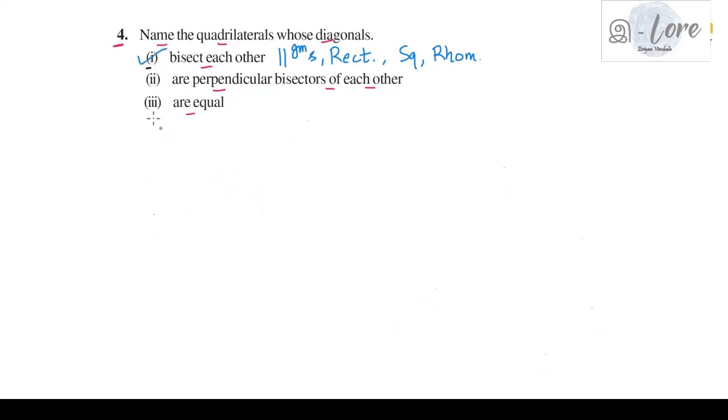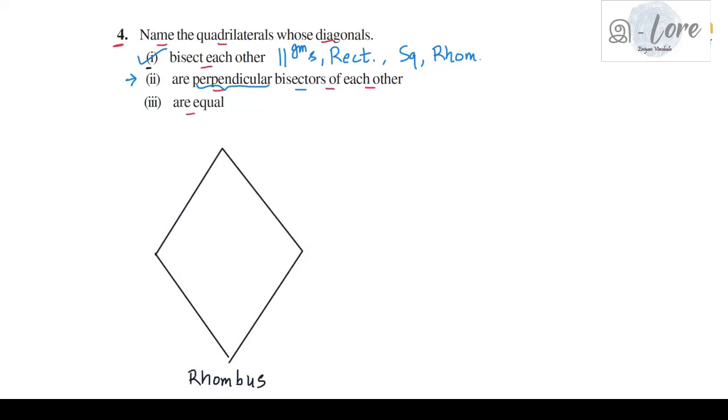Now in part 2, we have to name the quadrilaterals in which the diagonals are perpendicular bisectors of each other. So if the diagonals are bisectors of each other, we know that the quadrilateral must be a parallelogram, but we want the diagonals to be perpendicular bisectors of each other. So in which kind of parallelograms are the diagonals perpendicular to each other? Well, in rhombuses, the diagonals are perpendicular to each other, and because they also bisect each other, in any rhombus, the diagonals will be perpendicular bisectors of each other. So quadrilaterals in which the diagonals are perpendicular bisectors of each other are rhombuses.